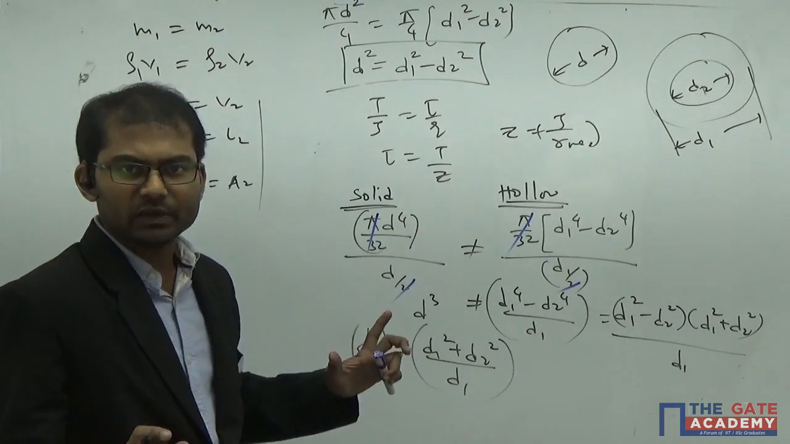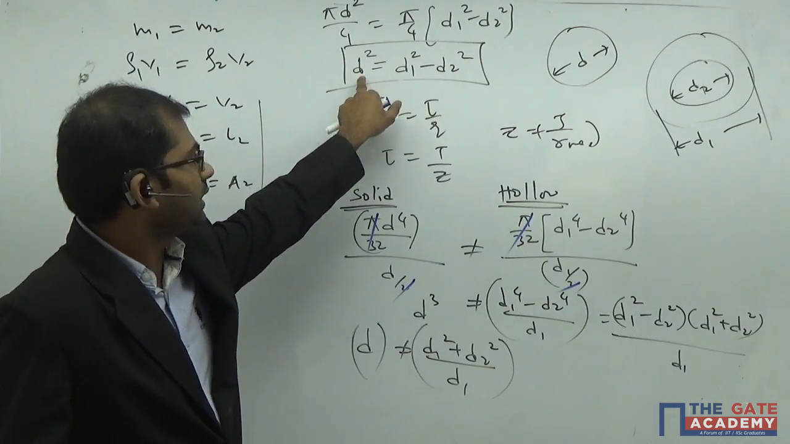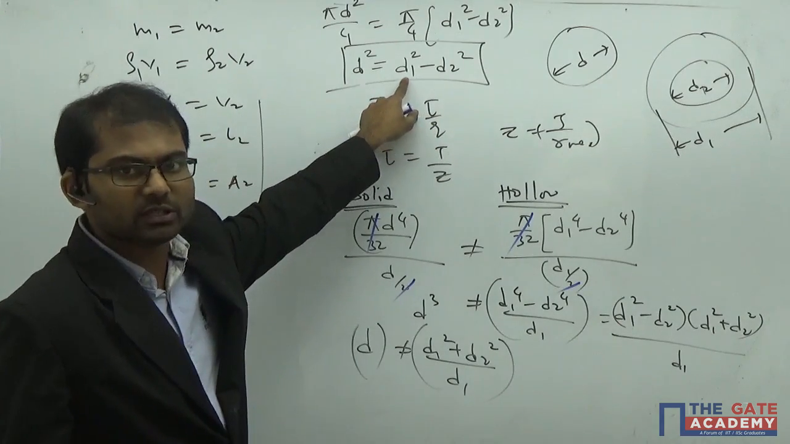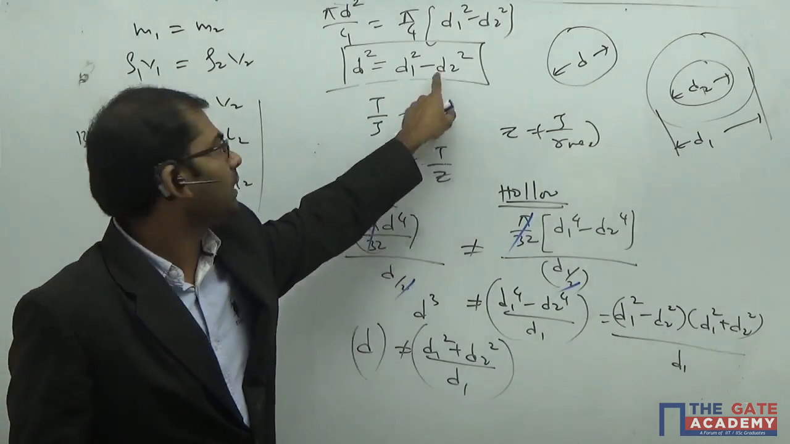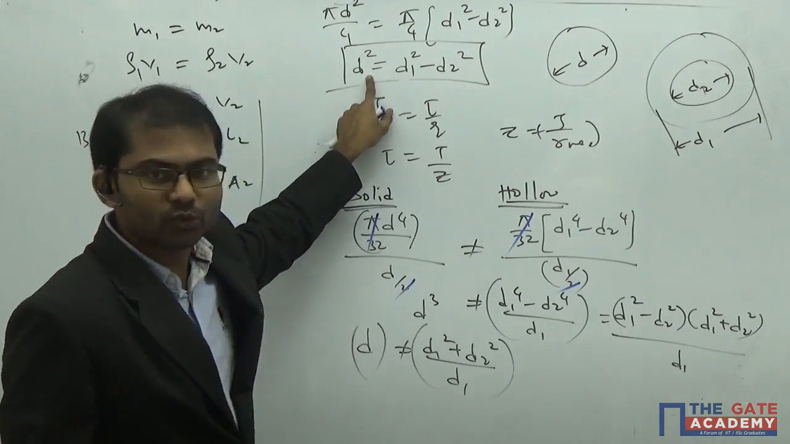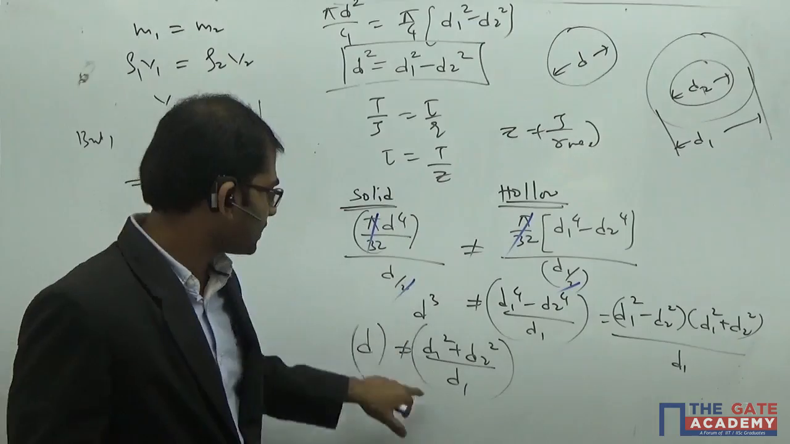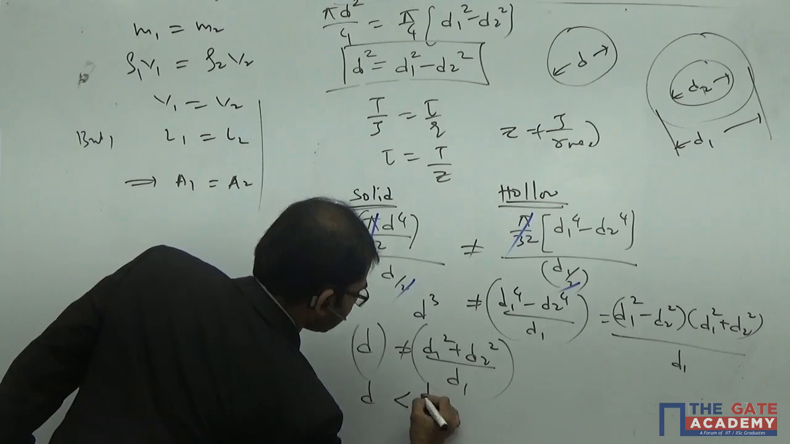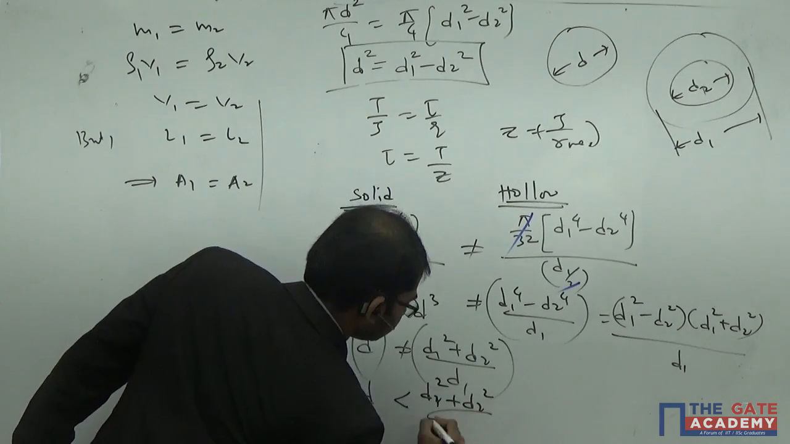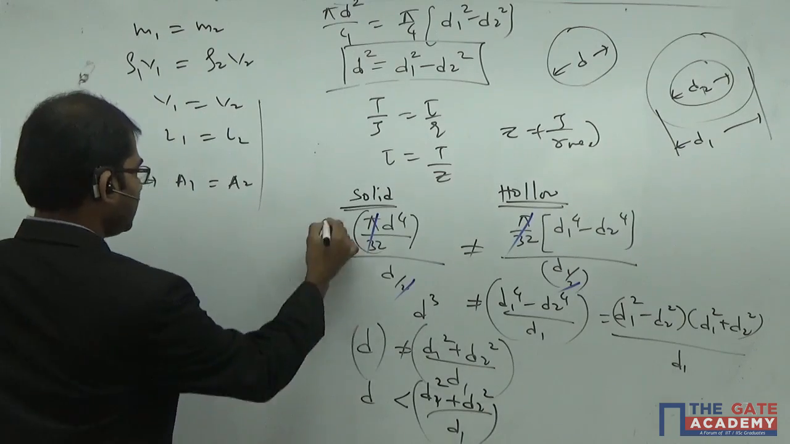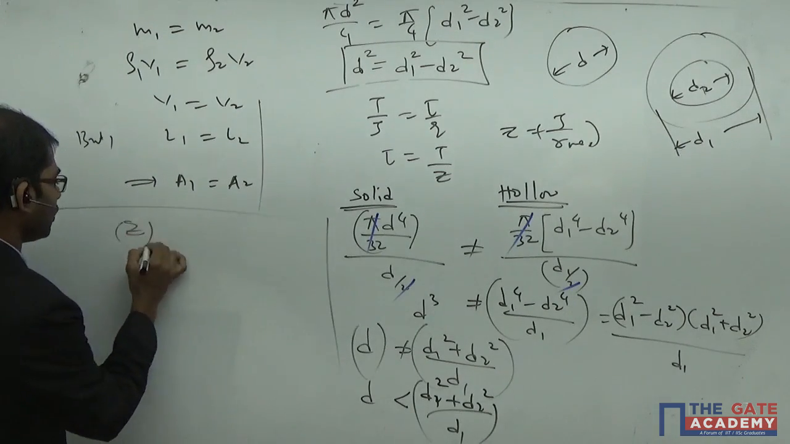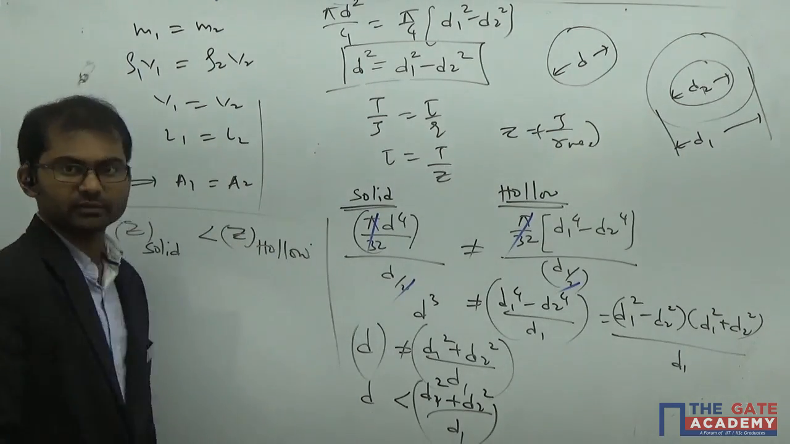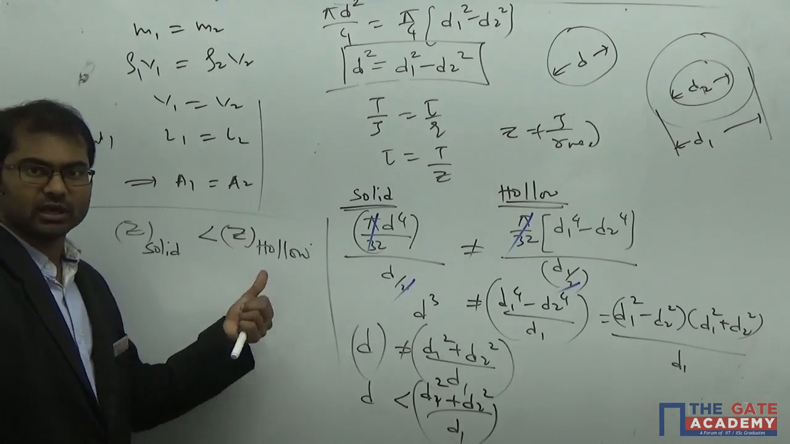If you take some values which satisfy this part, you take d1 equal to 2 and d2 equal to 1. It will become 4 minus 1, root 3, so d is equal to root 3 here. You take some values and check this one here. You can observe that this part is higher, Z is higher here. That means my result is Z for the solid shaft is less than Z for the hollow shaft.